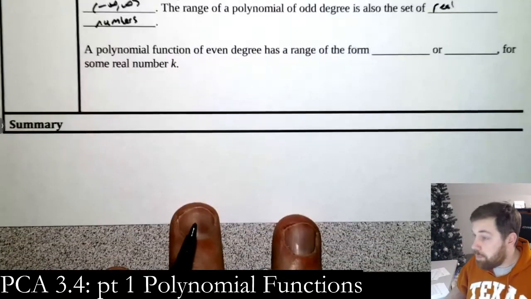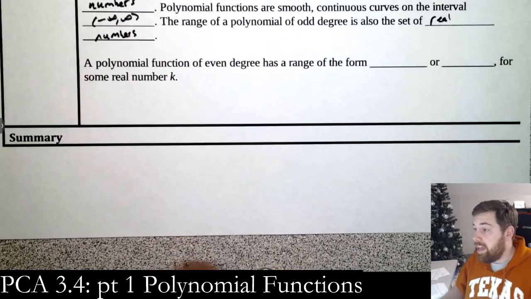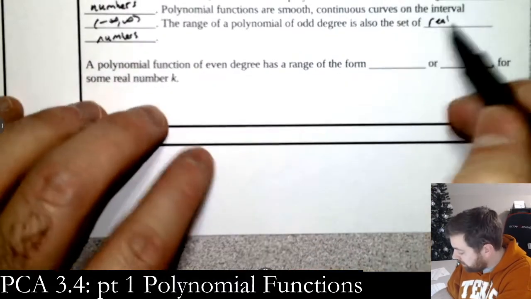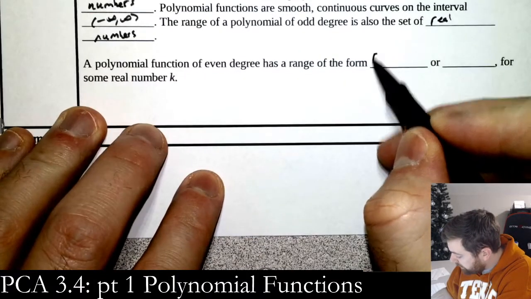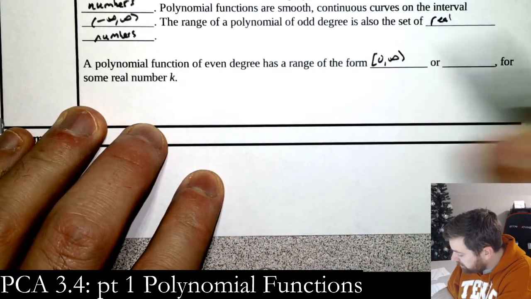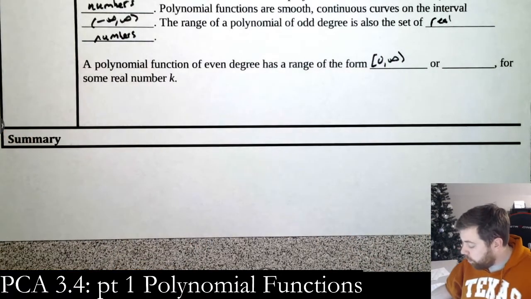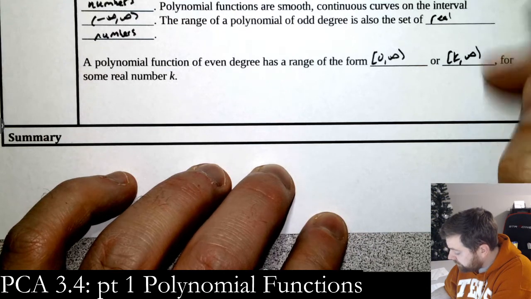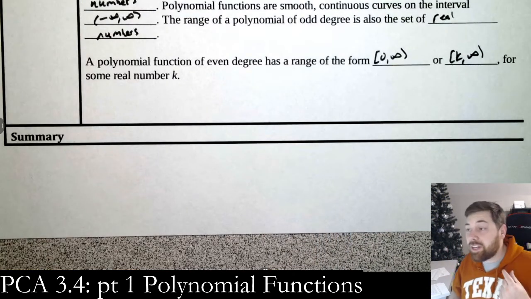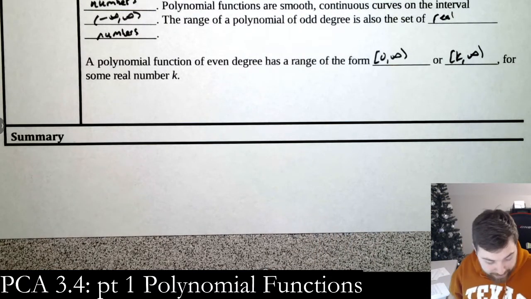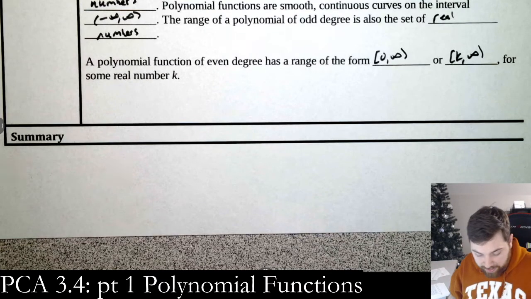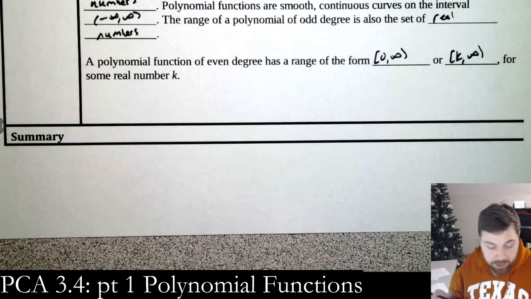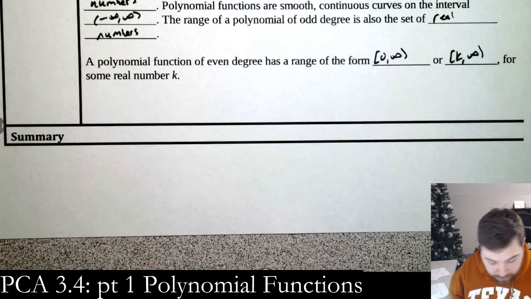Okay. Now, a polynomial function of even degree has the range of the form 0 to infinity, or k to infinity, for some real k. Now, it could be k to negative infinity as well. There's no reason that it couldn't be that, but this should be good enough for us. We should be happy with this.